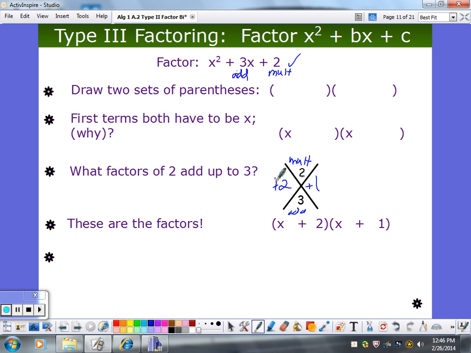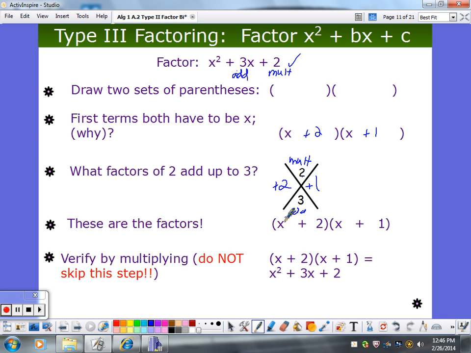Because once you find those numbers, if they're positive, put little pluses here. You put the plus 2, you put the plus 1. It is factored. Multiply to verify, do a FOIL, and you get back to where you were. Can you say x plus 1, x plus 2? Yes. So if you had the 1 here and the 2 here, they both work. You did it properly.